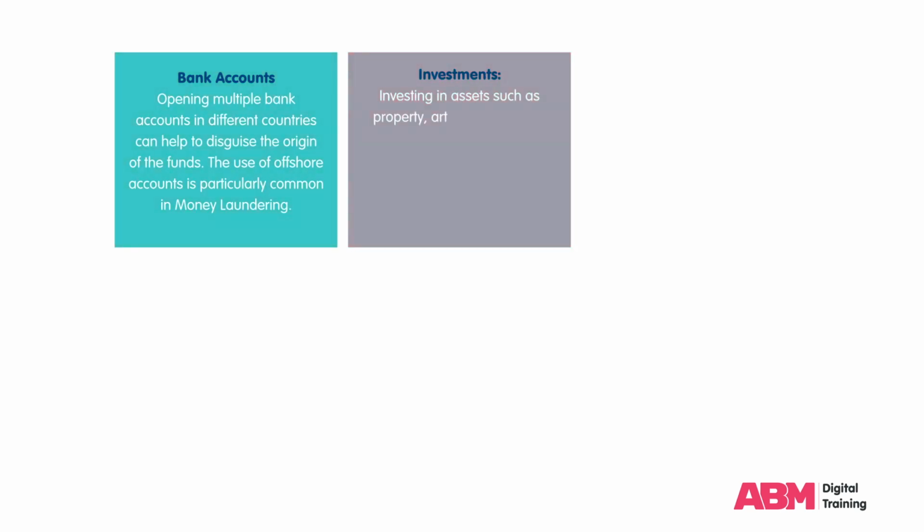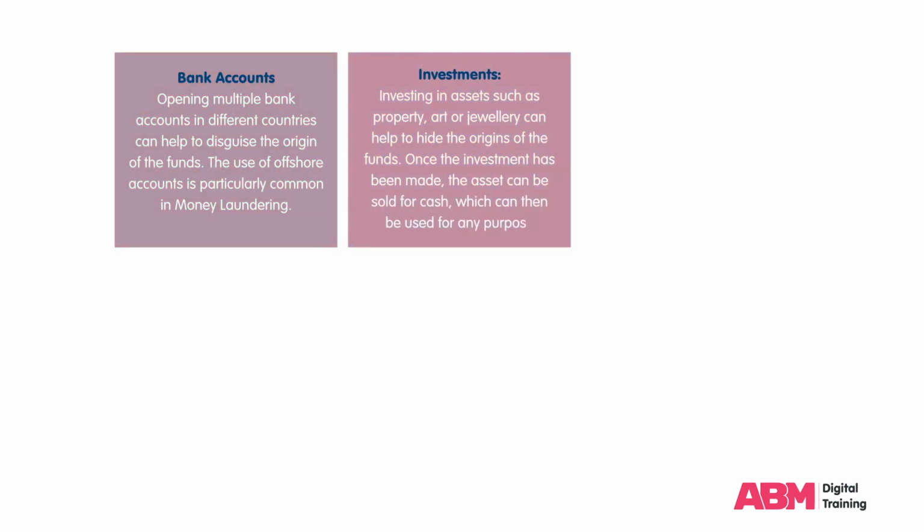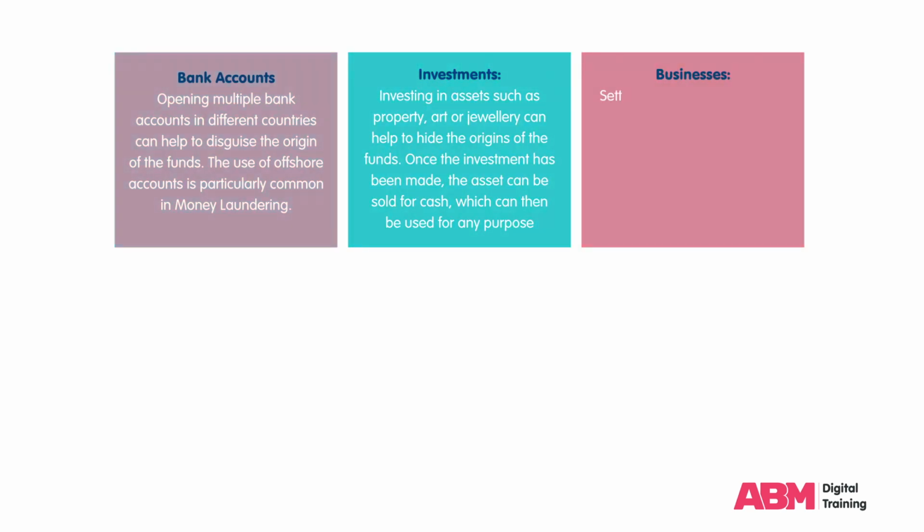Opening multiple bank accounts in different countries can help to disguise the origin of the funds. The use of offshore accounts is particularly common in money laundering. Investments: investing in assets such as property, art or jewelry can help to hide the origins of the funds. Once the investment has been made, the asset can be sold for cash, which can then be used for any purpose. Businesses: setting up a front business can help to conceal the true source of income.